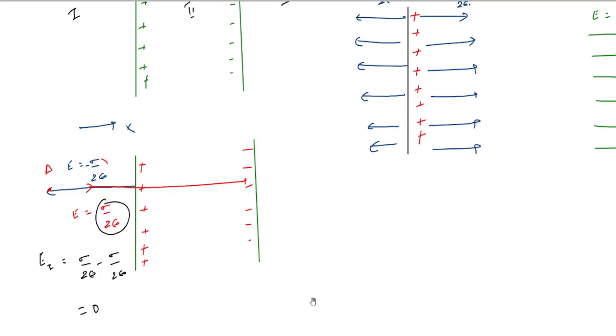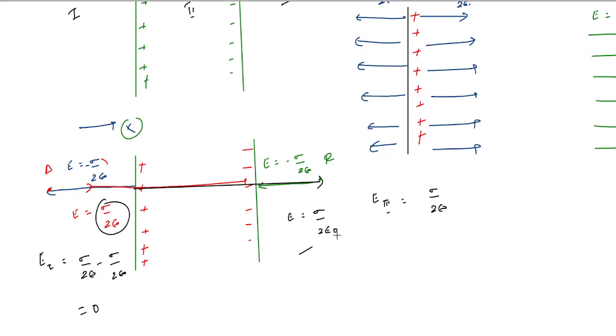Similarly, if we look at a region somewhere here, region 3, we take a random point, say some point R. Even here, the electric field because of the negative plate would be towards it, so minus sigma by 2 epsilon naught, because it is against the direction chosen. Now because of the positively charged plate, the field goes out like this, which is positive. So E is equal to sigma by 2 epsilon naught because it goes along the chosen direction.